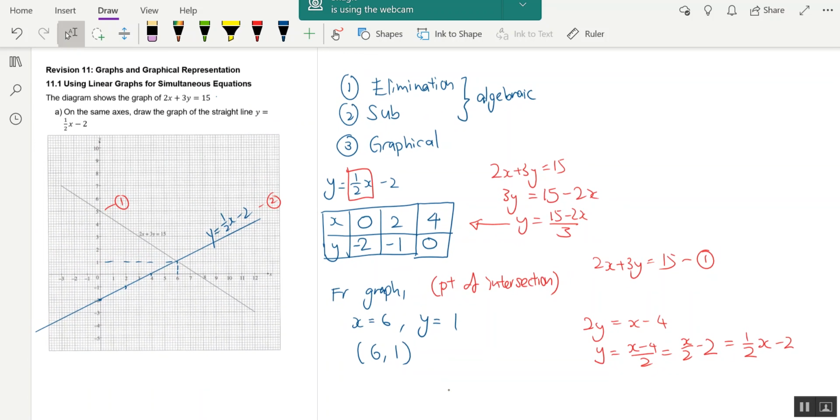Seldom will they ask you to draw a new graph. Most of the time, if they give you an equation that doesn't really look like the one that you drew, all you need to do is manipulate it. Make sure the y's are the same. At the start, there's a 2y here, so that's why I divide by 2. Then you realize that this is the same as the line that I drew. So my answer to the simultaneous equation is always at the point of intersection.